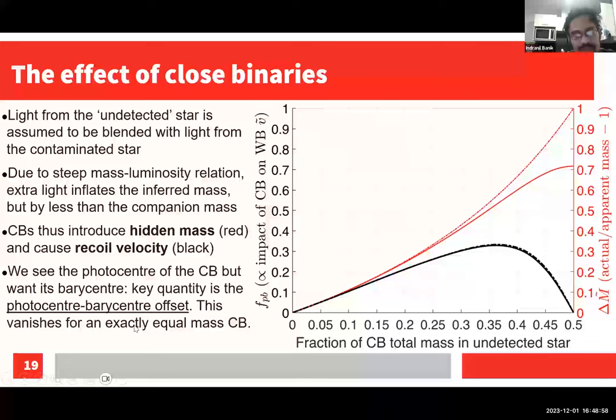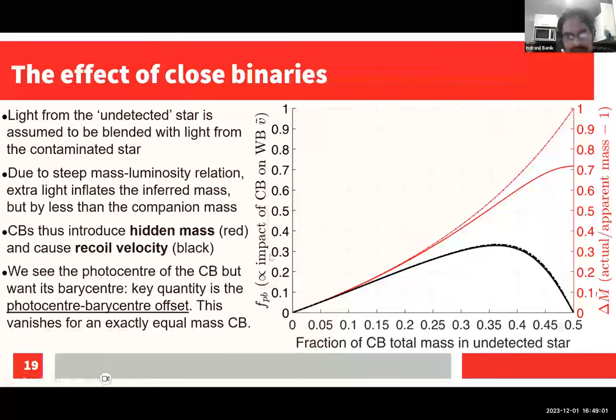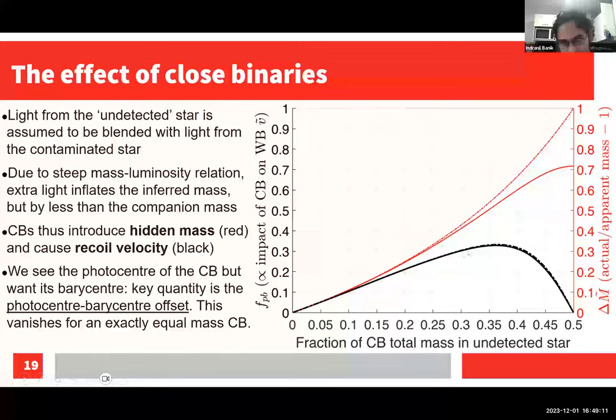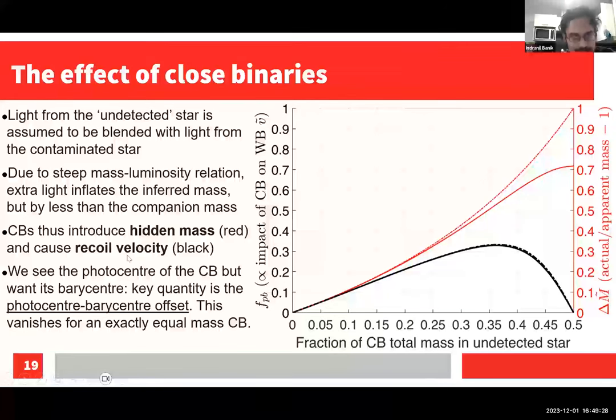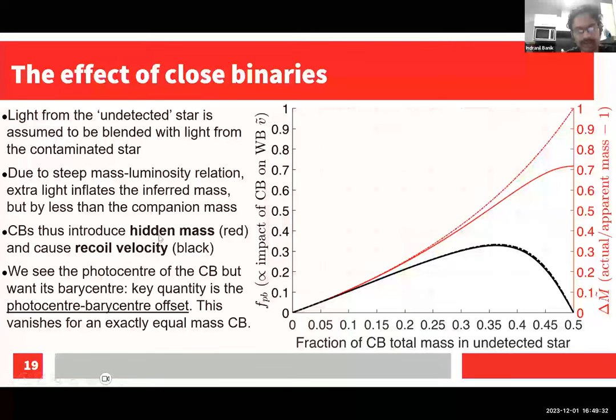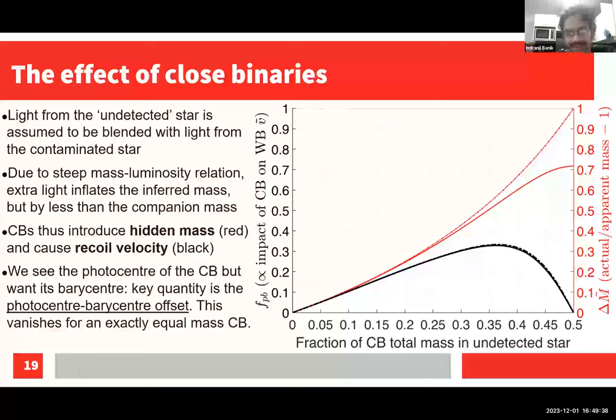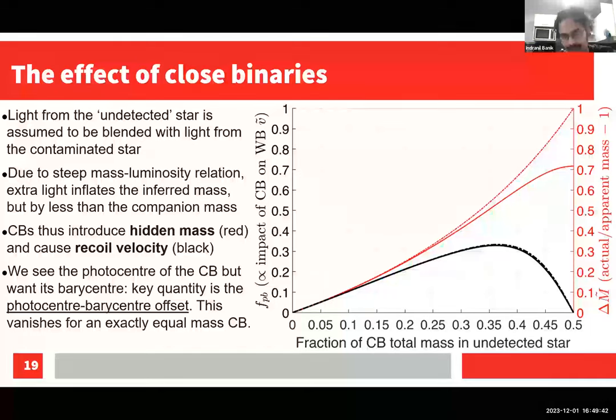This vanishes for an exactly equal mass close binary. So this FCB, which is basically governed by the recoil velocity, has an impact on the wide binary V tilde. This black curve therefore peaks somewhere in the middle and drops down again, while the red curves, which are related to the hidden mass, go up more or less continuously. But mainly the thing to understand is that these two effects we need to consider. Hidden mass will, of course, inflate the Newtonian circular velocity of the wide binary, and therefore it'll kind of inflate the V tilde, if your V tilde is calculated assuming the estimated mass, which is too low.